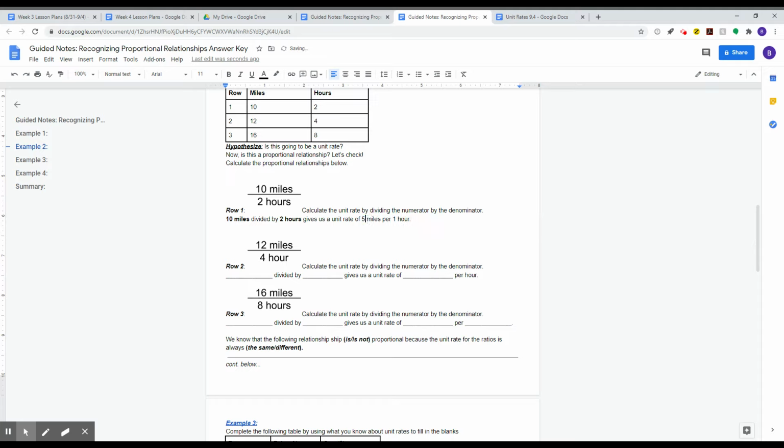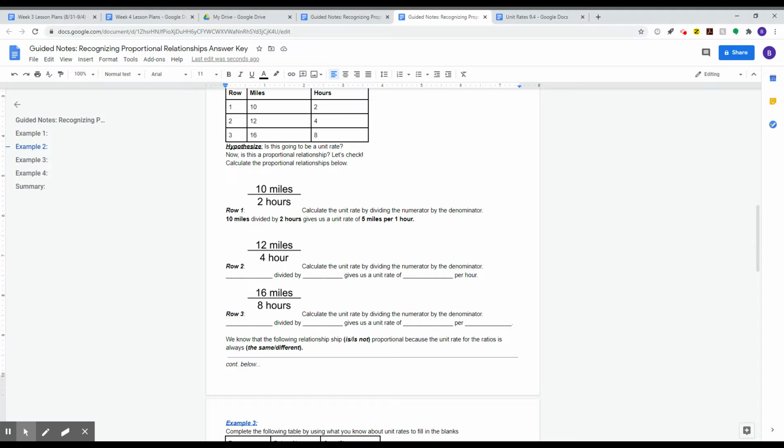5 miles per hour. My game changer here is if you double click like this, it lets you erase the whole thing. So we get 5 miles per 1 hour, and I'm actually going to have you highlight this whole thing if you want. You don't have to. I think it looks better that way. 5 miles per 1 hour, or just 5 miles per hour.